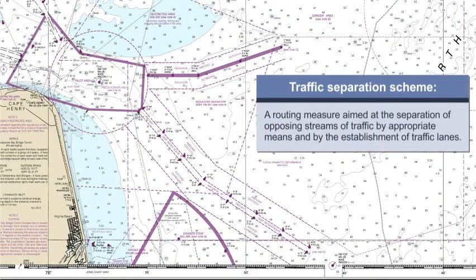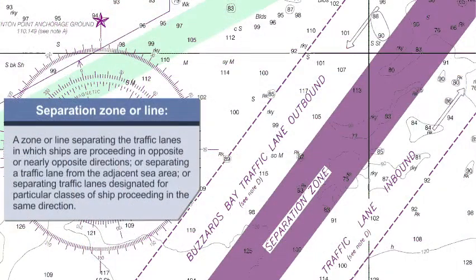Traffic separation scheme is a routing measure aimed at the separation of opposing streams of traffic by appropriate means and by the establishment of traffic lanes. Separation zone or line is a zone or line separating the traffic lanes in which ships are proceeding in opposite or nearly opposite directions, or separating a traffic lane from the adjacent sea area, or separating traffic lanes designated for particular classes of ship proceeding in the same direction.